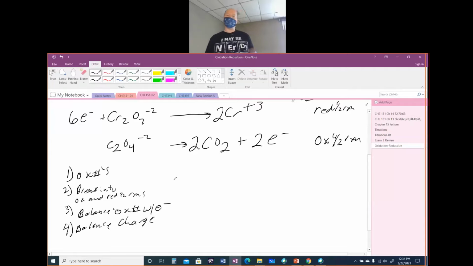We did not balance the charge with electrons. We balanced our oxidation numbers. Now we're going to balance the overall charge. If it says acid, which this one says, it's H+. If it's base, then you would use OH-.